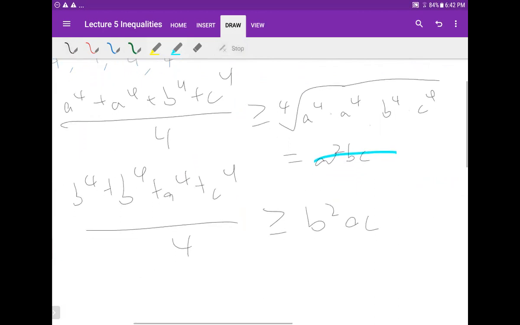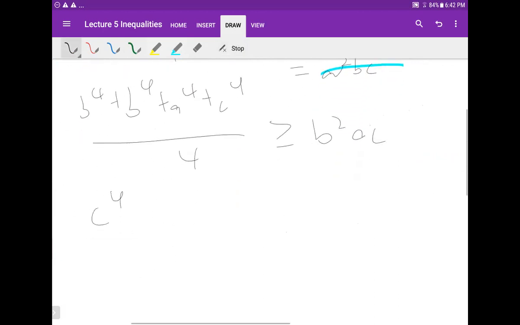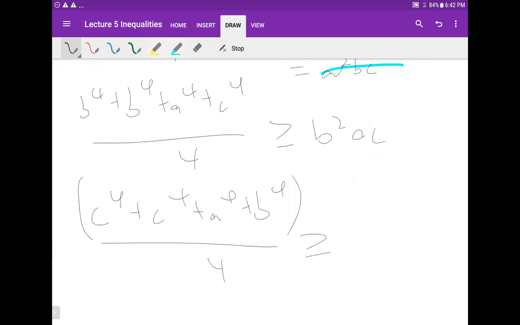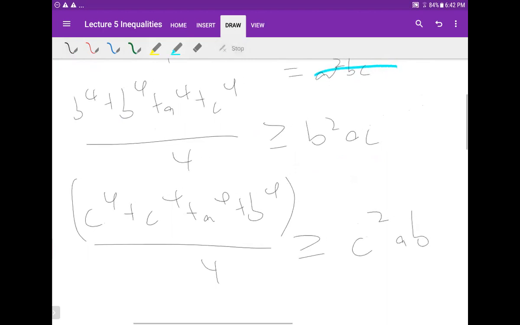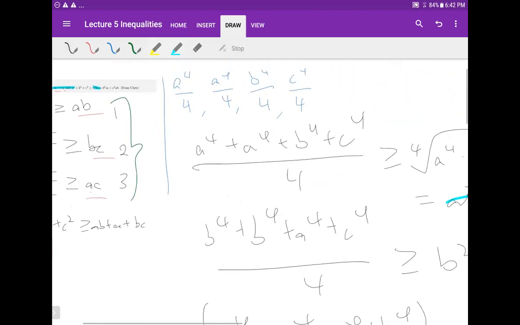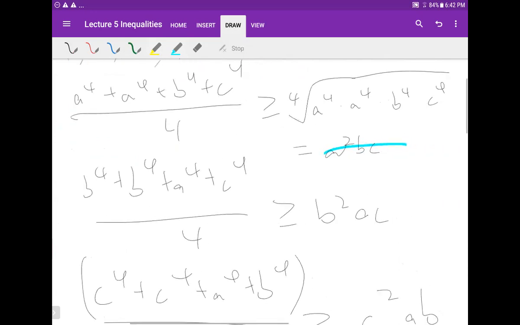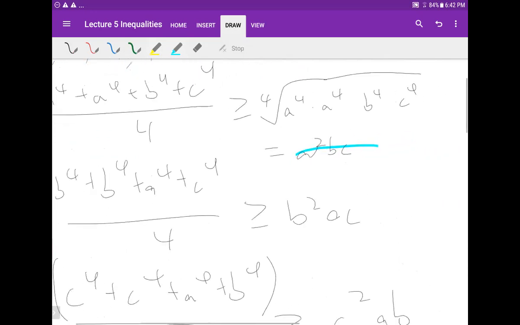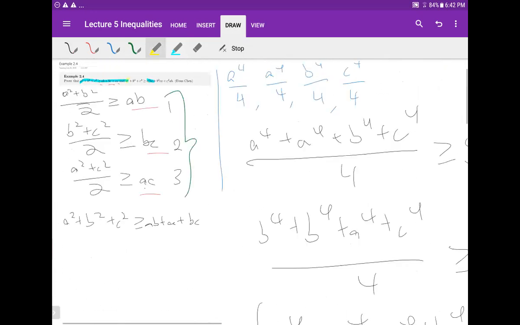And similarly, we will have c to the fourth plus c to the fourth plus a to the fourth plus b to the fourth over 4 is greater than or equal to the geometric mean of these 4 numbers, which would be c squared ab, right? And now we can do essentially the same thing as before. If we add these 3 inequalities together, we would get the same thing as we would here, right?